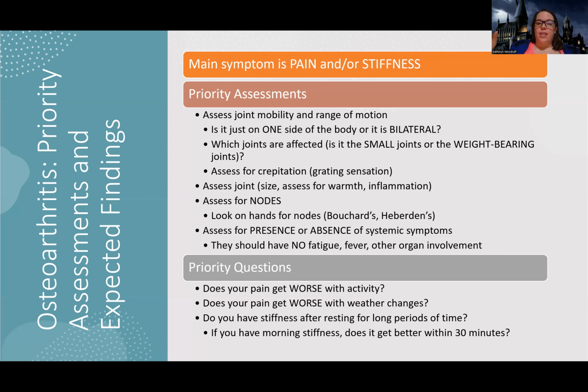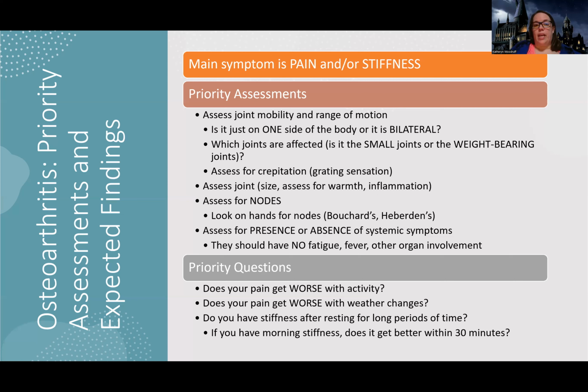Something else that is specific to osteoarthritis is what are called Bouchard's and Heberden's nodes. These are found on the hands and are bony overgrowths. If someone has Bouchard's or Heberden's nodes, there is a very high chance that they have osteoarthritis. Not everyone with osteoarthritis gets them, and they don't have to have arthritis in their hands to get these nodes. It's a bony overgrowth that is often a result of the breakdown or loss of cushion and things like that. So this is one of those things that can help differentiate.